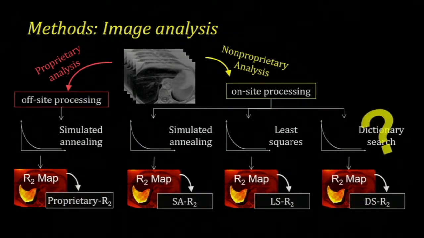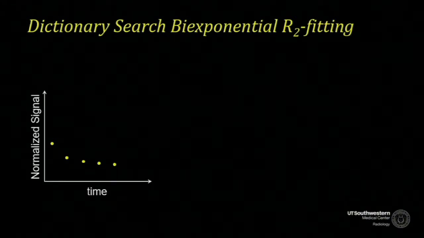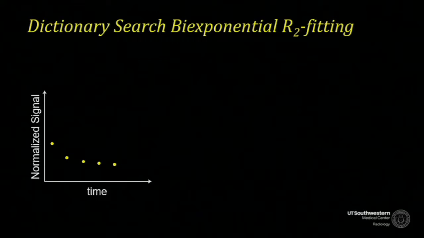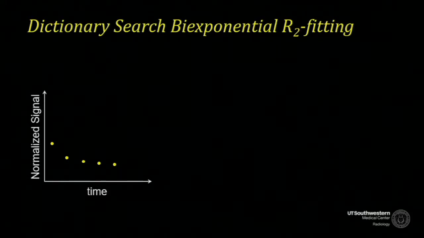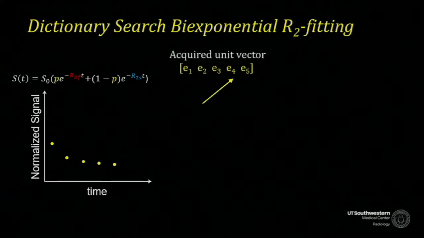You might ask, what is this dictionary search curve fitting? It is difficult to fit a curve within these 5 data points, especially if you're trying to do a biexponential curve fit. If you normalize the signal, it has to fit within this equation. It has one coefficient P in front of each component. It has an R2 fast component and an R2 slow component. The trick is to solve that.